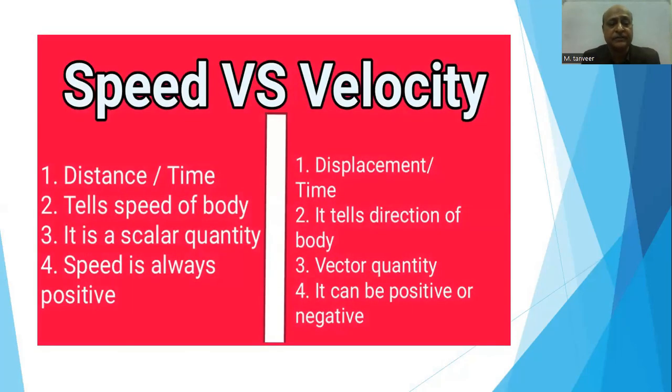Speed versus velocity. Number 1, speed equals distance divided by time. Velocity is displacement over time. Number 2, speed tells how fast a body moves. Velocity tells the direction of the body, in which direction the body is moving. Number 3, speed is a scalar quantity and velocity is a vector quantity. Speed is always positive. Velocity can be positive or negative.